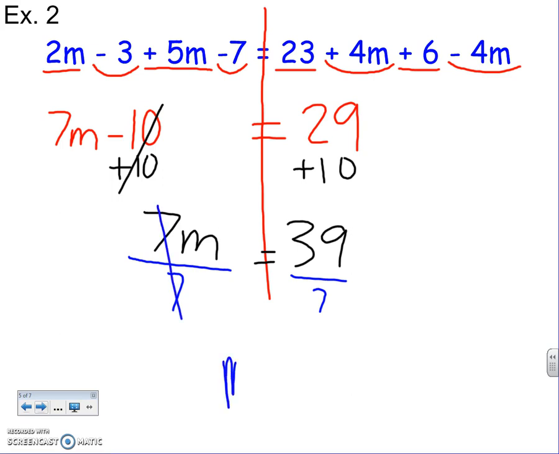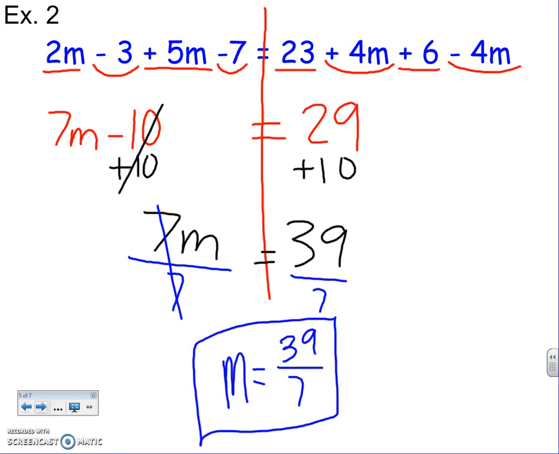Now this is a fraction. We'll have fractions and decimals all the time in the class. If it's the exact decimal, use it. If it's a repeating decimal, we keep the fraction. Fractions are a lot better than decimals. So m equals 39 over 7.